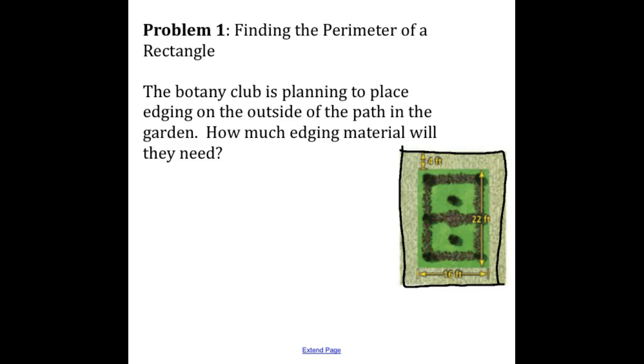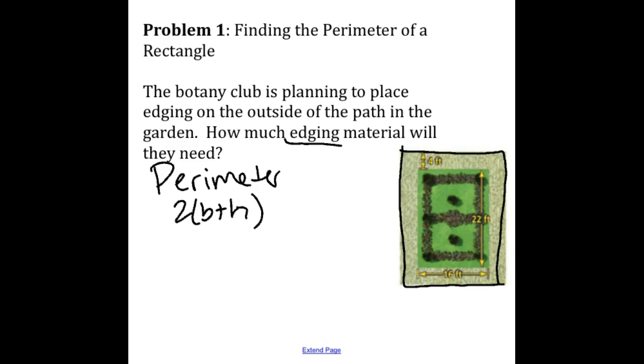So if we're trying to edge this, area is the space enclosed, and we're not looking for the space enclosed. We must be looking for the perimeter, which is if you were to walk around something or fence something in or edge something. If we're trying to find the perimeter, then we're trying to find the side lengths. This is a rectangle, and the rectangle formula is 2 times the quantity base plus height. So we need to know the base and the height of this garden.